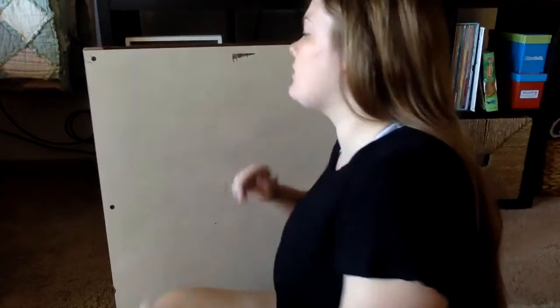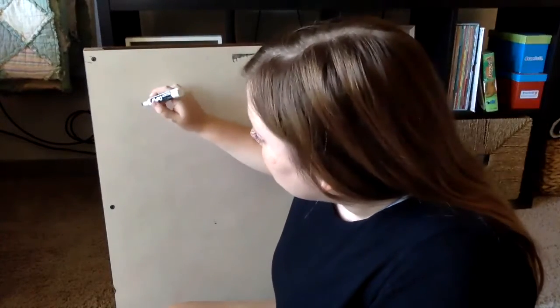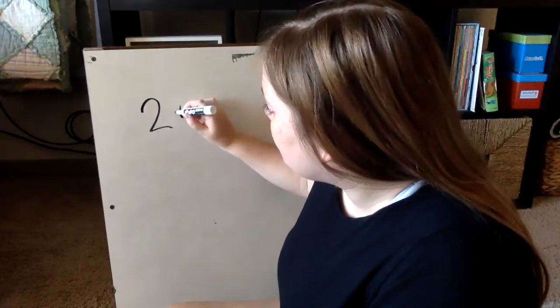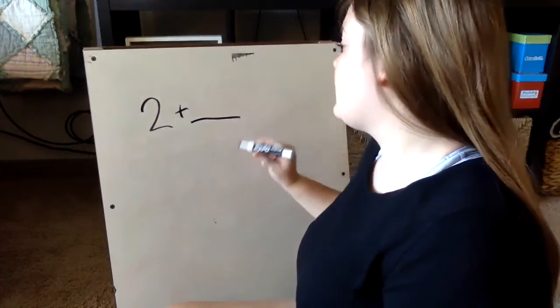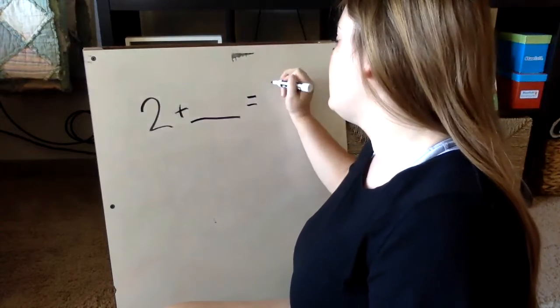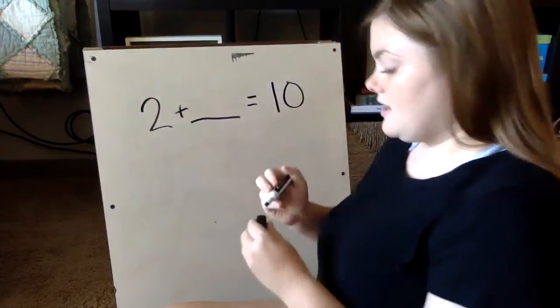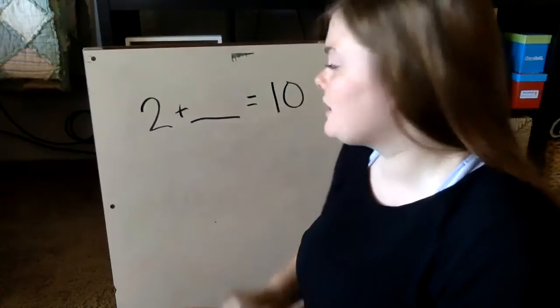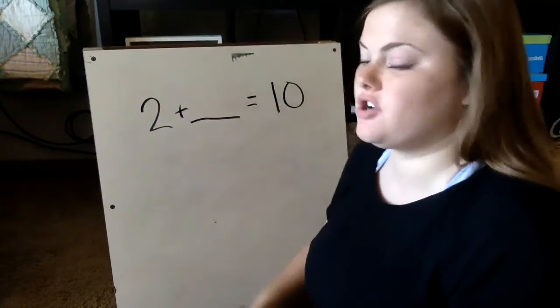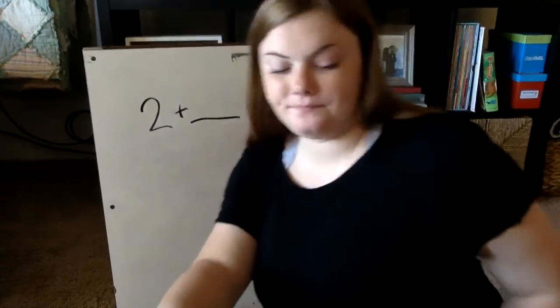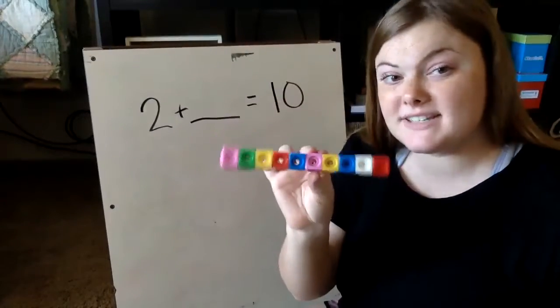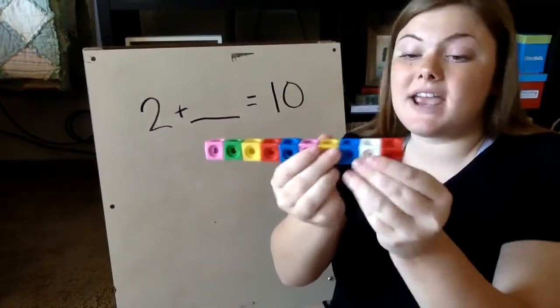So I'm going to write something on the board. I'm going to write 2 plus blank equals 10. So it's called the missing number game because we have a number missing, don't we? Yep. So I'm going to take my cubes. This is how I'm going to find out. And I'm going to take 2 away.